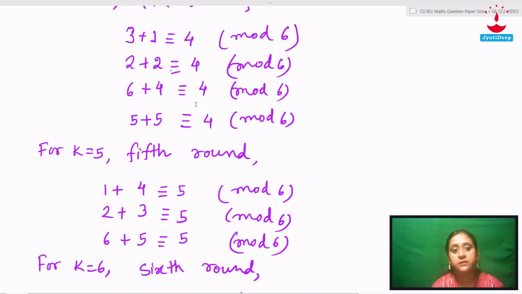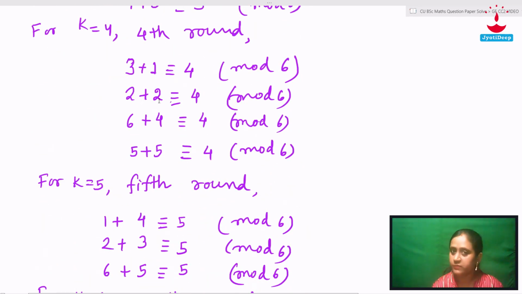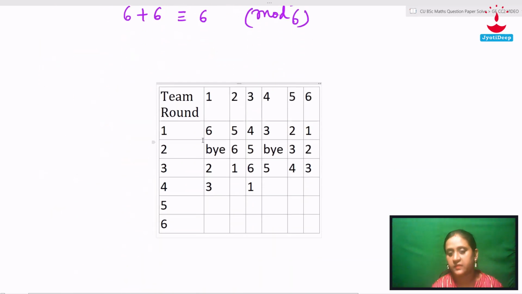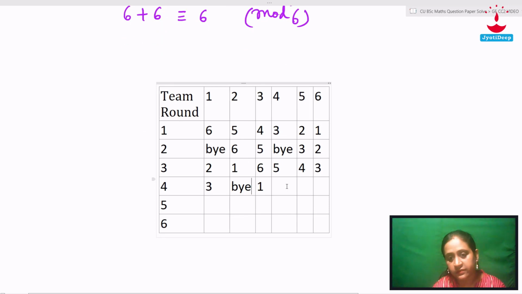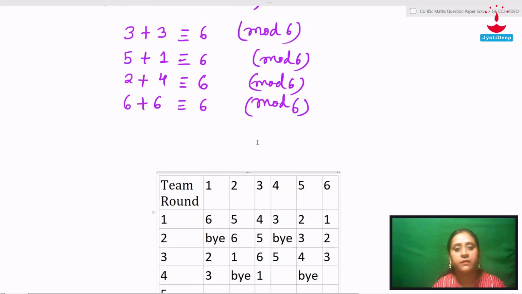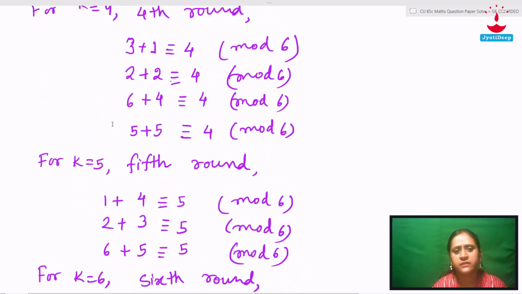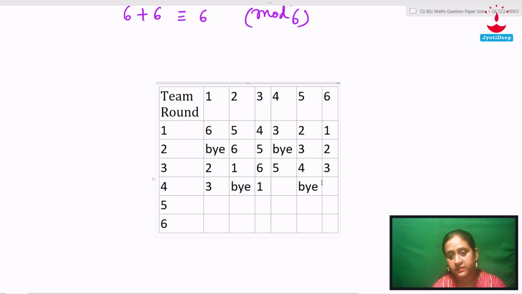Now second team cannot play with second team, so it will be a bye. And fifth team cannot play with fifth team, so second and 5 is bye. Second is a bye and fifth is a bye. And sixth team will play with fourth team. So fourth team will play with sixth team.